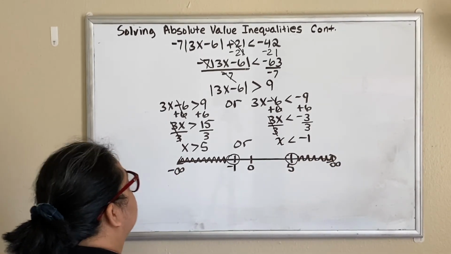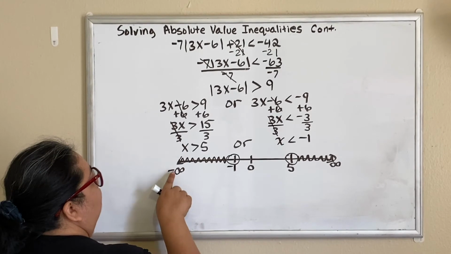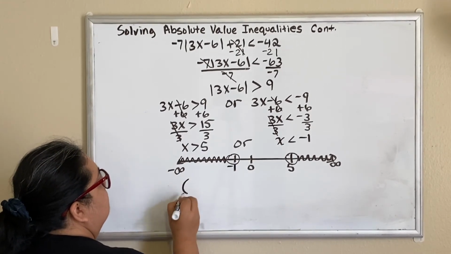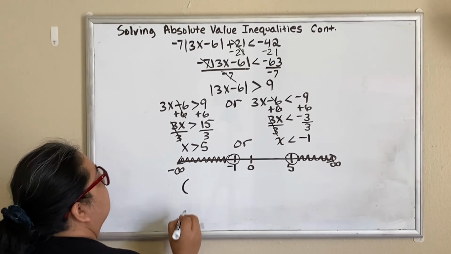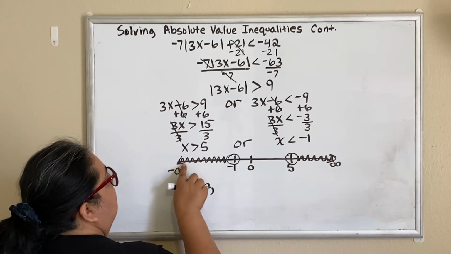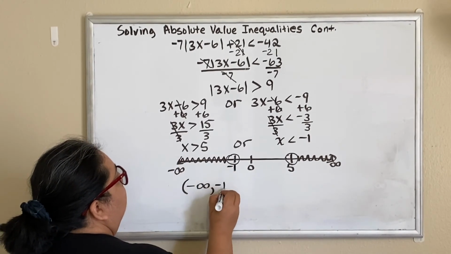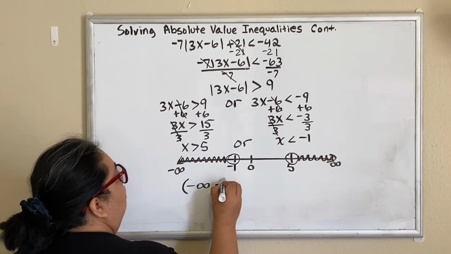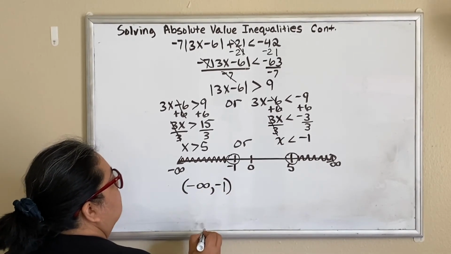And now we're going to write this in interval notation. We start shading at -infinity. So I'm going to put a parentheses because infinity always has parentheses. And then we're going to put -infinity, comma, it shades until we get to -1. -1 is open. Since it's open, we use a parentheses.